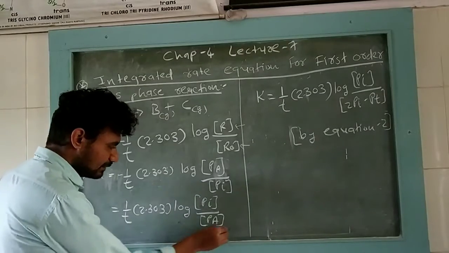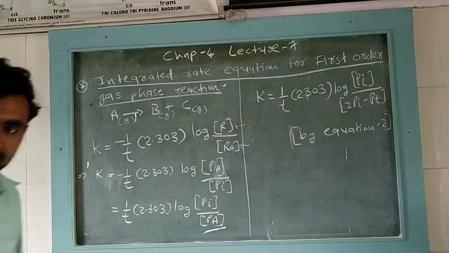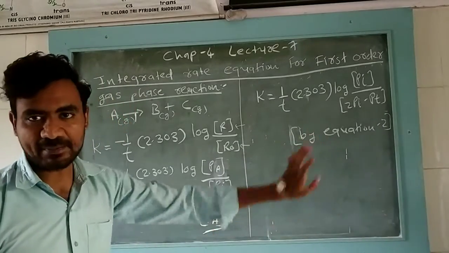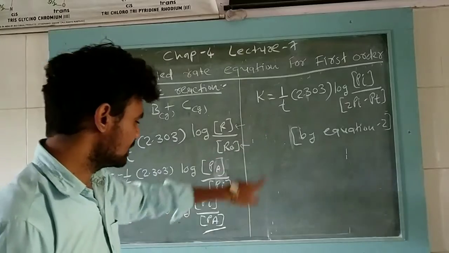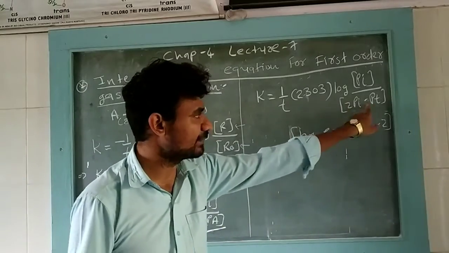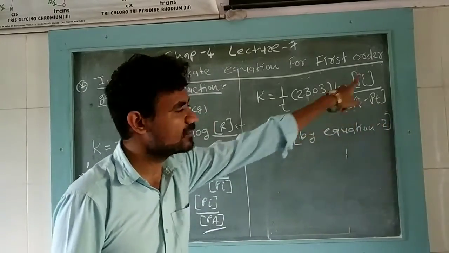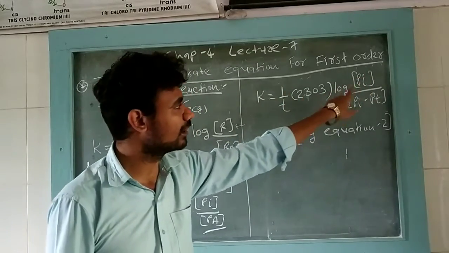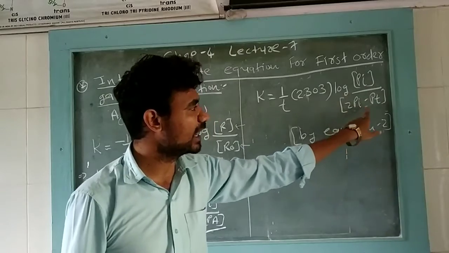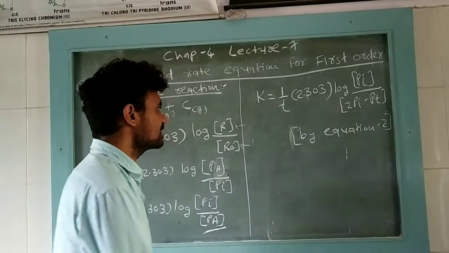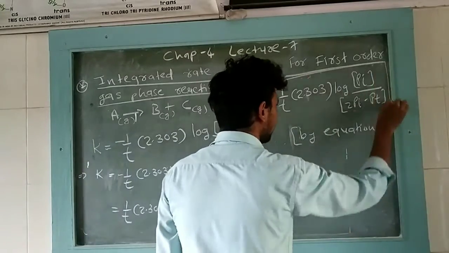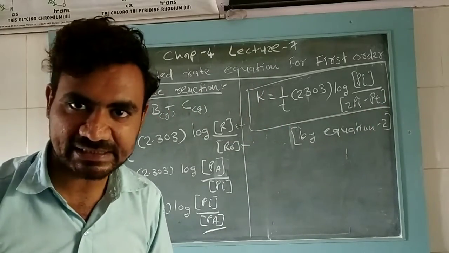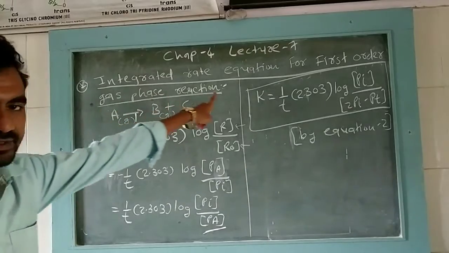Now this Pa value we derived in equation number 2, where Pa is equal to 2Pi minus Pt. So instead of Pa, I am writing 2Pi minus Pt here. Rest of this is the same: K is equal to 1 by t 2.303 log Pi divided by 2Pi minus Pt. That is our equation to derive K when our reaction is a first order reaction and it is in gaseous phase.